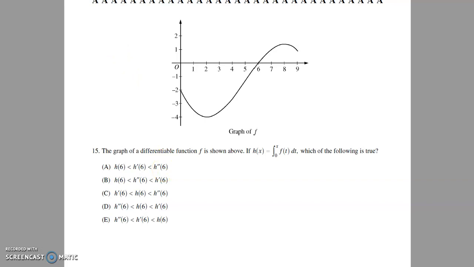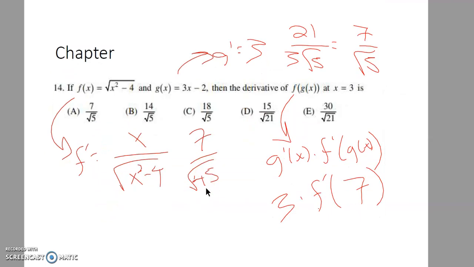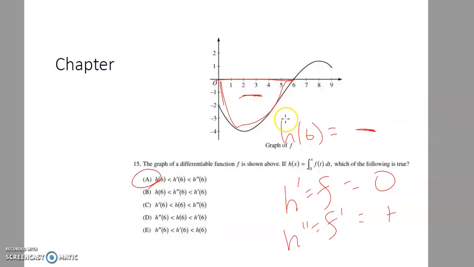All right, flip into our answer. Go down a little bit. All right. Remember, h of 6, I'm just going to plug in 6 for this x value. That is this right here. That is a negative number, right? And then I'm going to use second FTC. H prime is f, right? That's my second FTC. Taking the derivative of this integral cancels with the integral. So h prime of 6, well, look, f is 0 there, right? So h prime is 0.